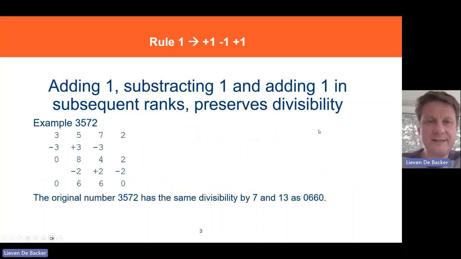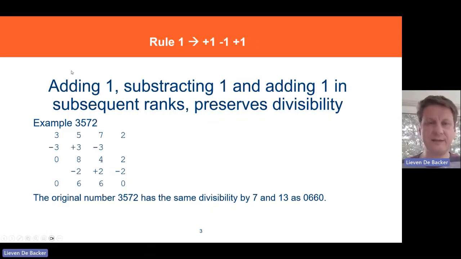So the first rule is the basic rule. It explains that you can add 1 in one rank, subtract 1 in the next rank, and add 1 in the third rank, and that will preserve divisibility by 7 and 13. So by applying this rule on any number, you preserve divisibility by 7. The goal is to make the large number smaller and smaller until you find a 2-digit number, which is easy to see if it's divisible by 7 or 13.